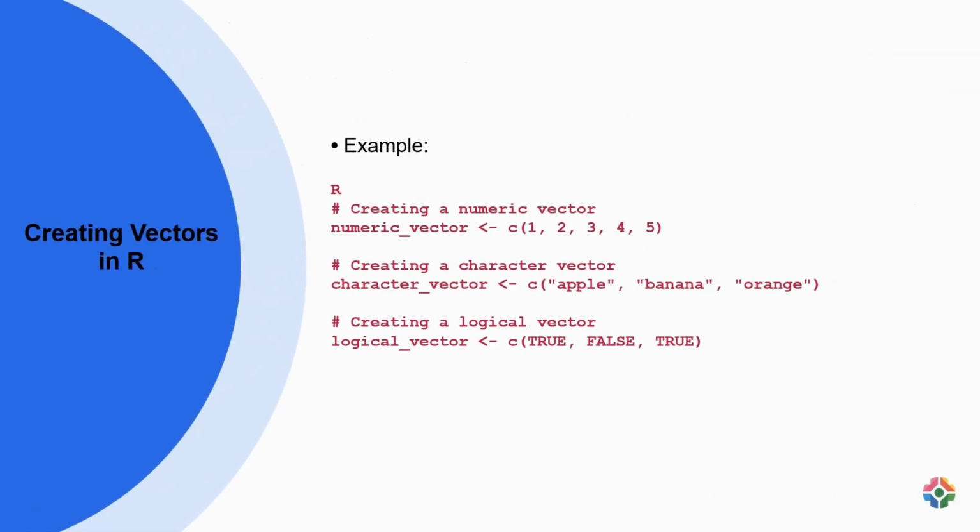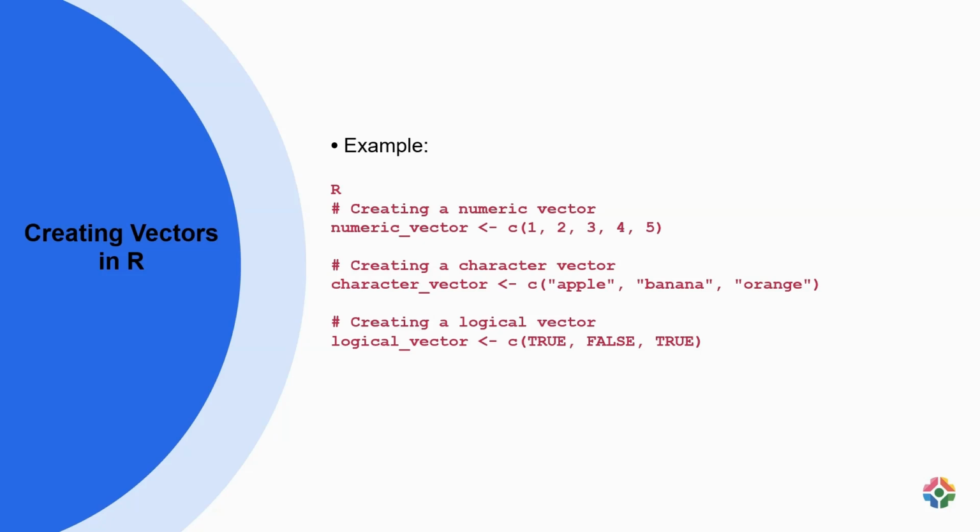In R, vectors are essential data structures for storing multiple values of the same type. They can be created using the c function. For instance, to create a numeric vector with values 1, 2, 3, 4, 5: numeric_vector <- c(1, 2, 3, 4, 5). To create a character vector with elements apple, banana, orange: character_vector <- c("apple", "banana", "orange"). And to create a logical vector with values TRUE, FALSE, TRUE: logical_vector <- c(TRUE, FALSE, TRUE).